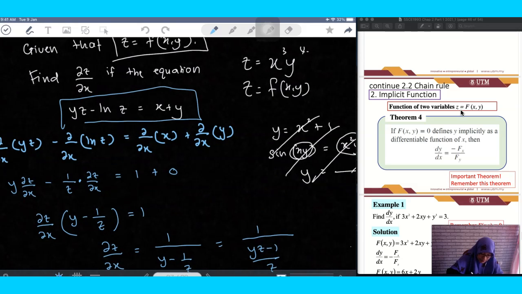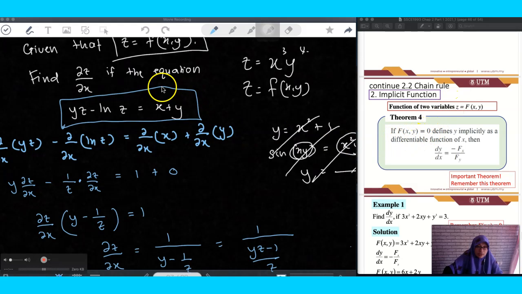So this is in implicit form. Then you need to make it 0. You have to rearrange the given function, and then rearrange this so it becomes equal to 0. And how can you do that? How can we make sure that we have equal 0?